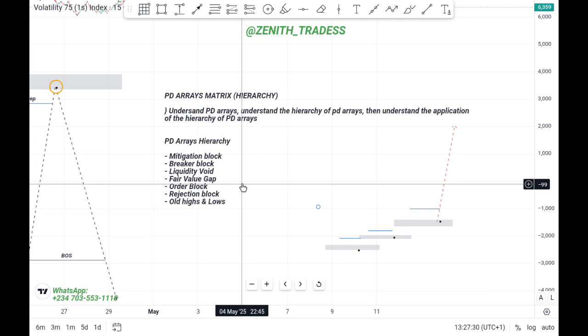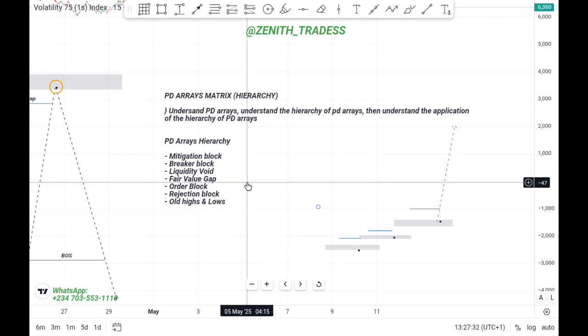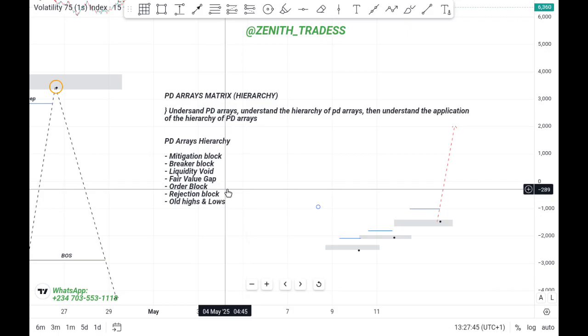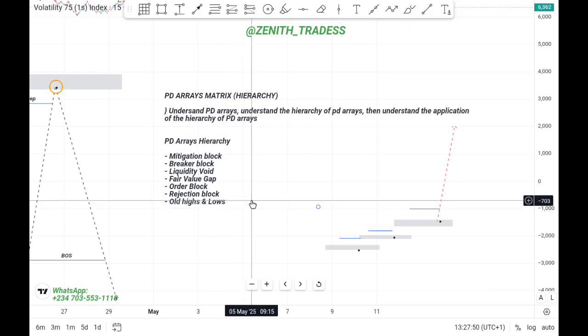Then the next one is what? Fair value gap. If you don't see mitigation, if you don't see a breaker, then the next most important is the fair value gap you should look to hold price, which is the liquidity level, the internal range liquidity. Then after fair value gap is order block, rejection block, then your old highs and lows. So this is the order of their importance.